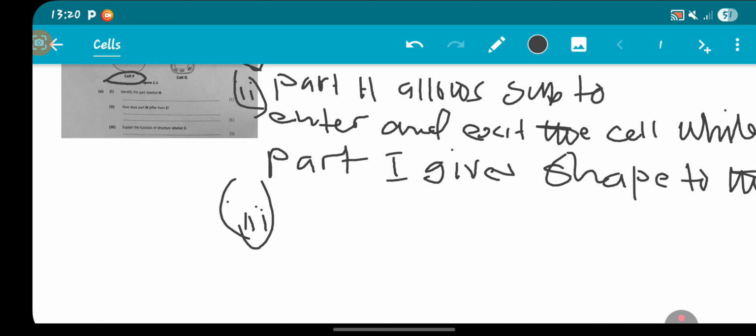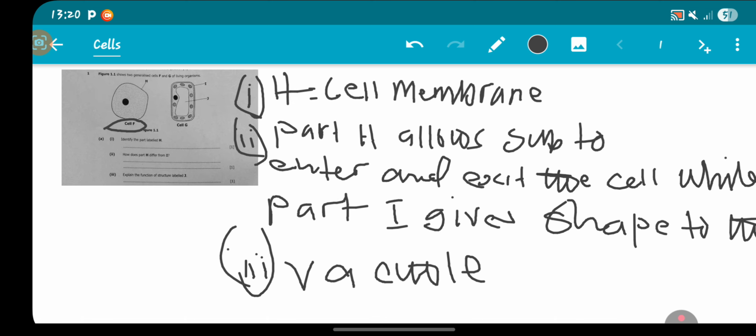And then part J is the vacuole. And what is the function of the vacuole? The vacuole is a site of cellular storage and waste disposal.